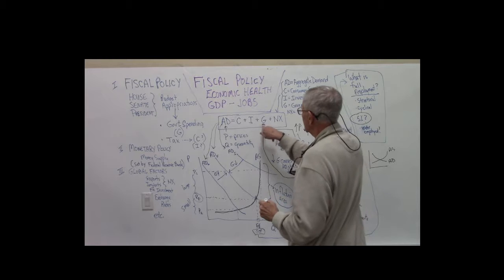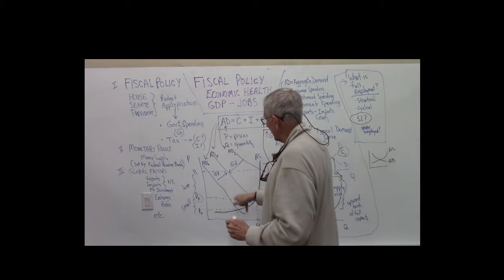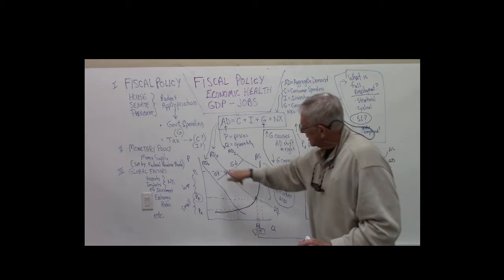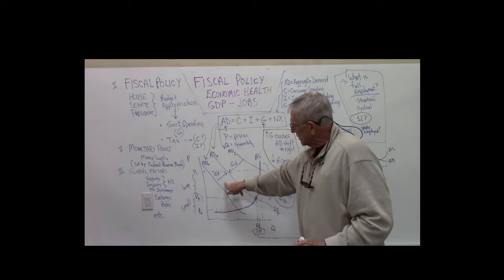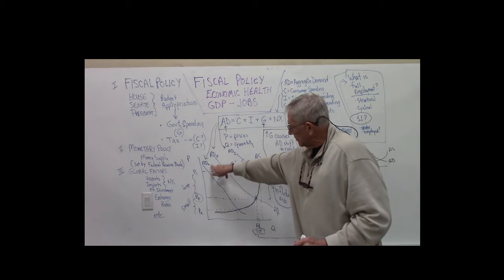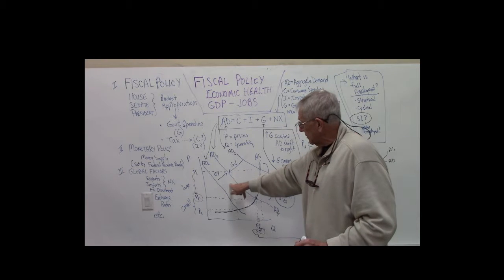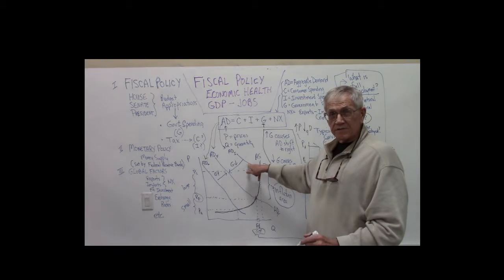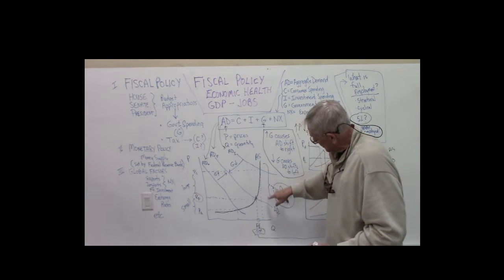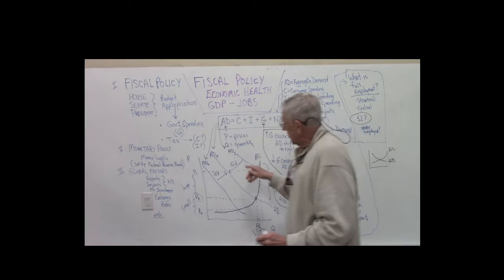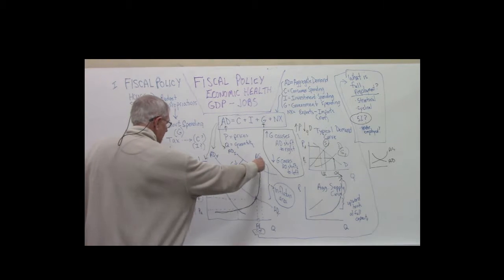When you have an increase in G because of an increase in government spending, it shifts the demand curve. If we were below full employment and you increase government spending, it pushes out to full employment. You could push government spending out so far that you're up here, which would be very inflationary, as you can see. By the same token, if you decrease government spending, it pushes the aggregate demand curve down.